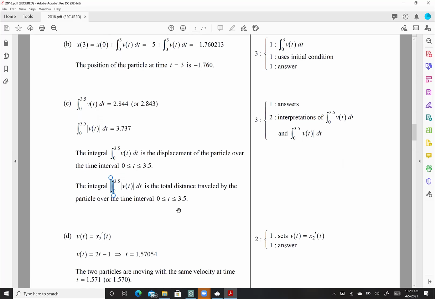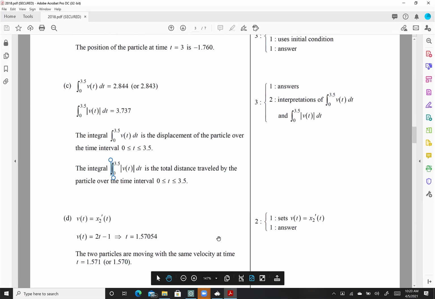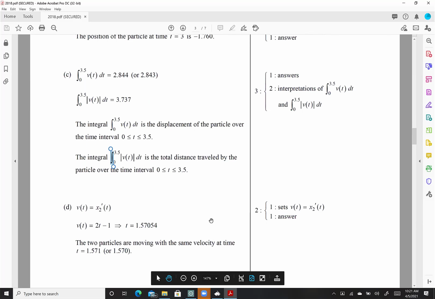And perfect. V of t equals x prime of 2, x prime subscript 2 of t. I think you can do that, but I wanted to put the whole equation in there. So there it is. I put the whole equation, 1.570, perfect, and then they wrote a little sentence. So we got all 9 points, guys. Are we starting to see that these aren't that bad? They're pretty easy, right?